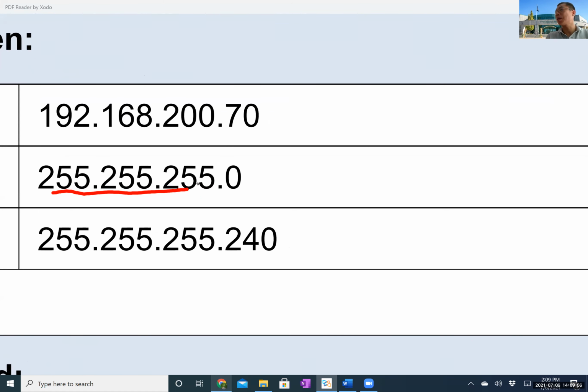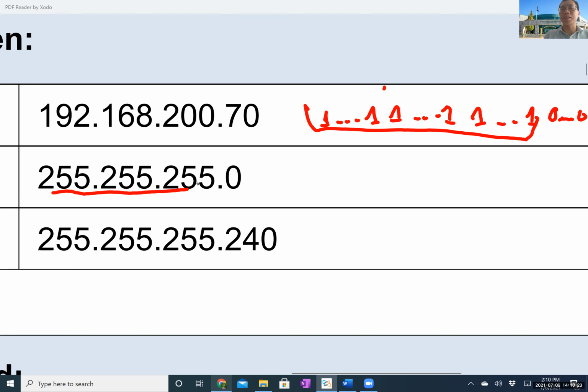For this one, you have 255.255.255.0. What do you think? How many bits in the network portion and how many bits in the host portion? There's 24 in the network and 8 in the host portion. Yeah, right. Because when you convert it to binary, you have 255, that means you have 8 bits of 1 here, 255, 8 bits of 1 here, and 255, 8 bits of 1 here. And the last one, you have 8 bits of 0. Every bit of 1 is the network portion, and every bit of 0 is the host portion. So for this one, you have 24 bits of 1 and 8 bits of 0 here.